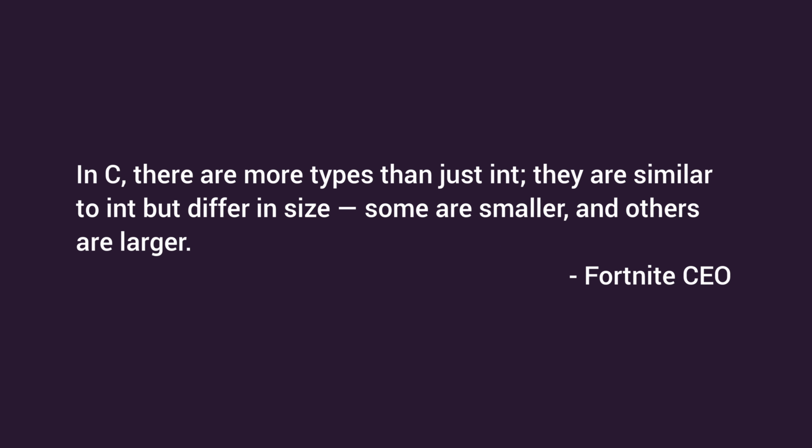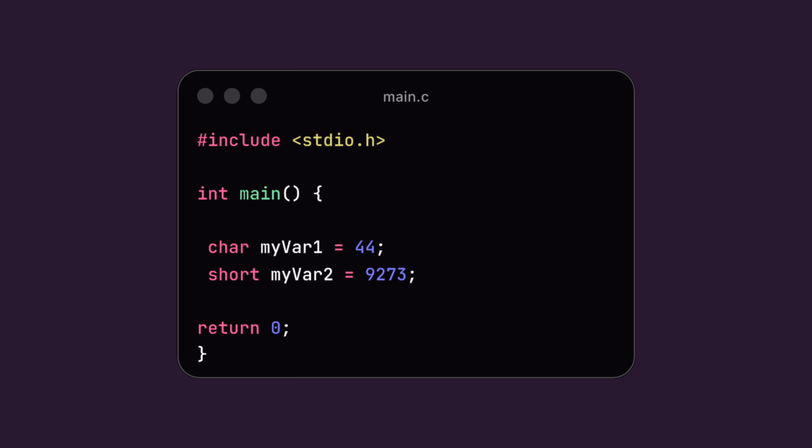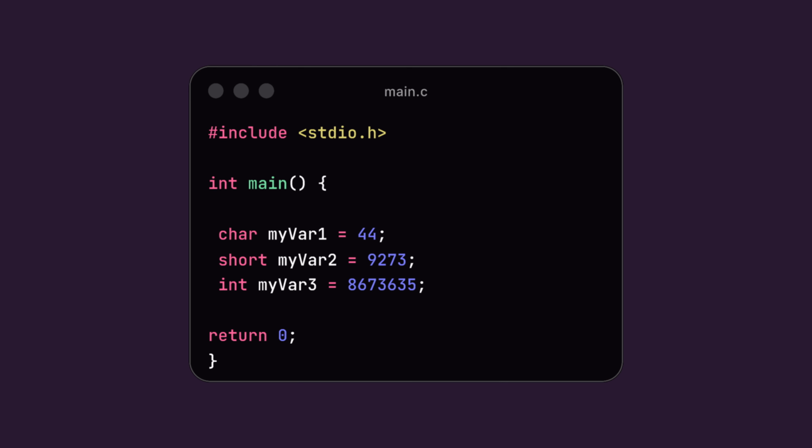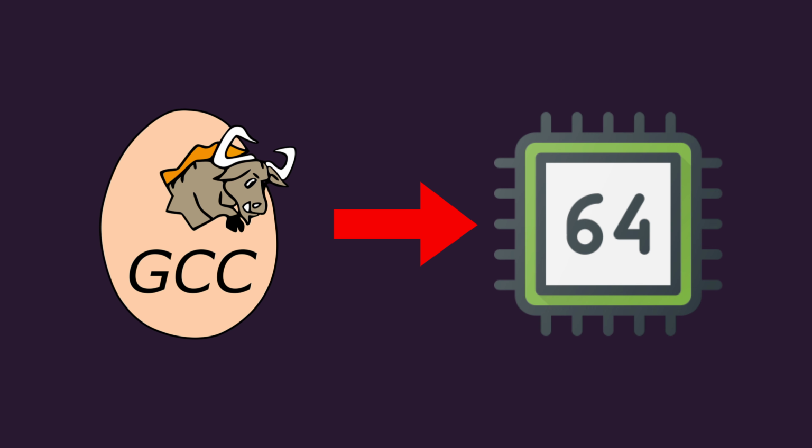So in C, we have more types than just int, similar types but smaller or bigger in size. These types are char, a 1-byte integer, short, a 2-byte integer, int, a 4-byte integer, long, an 8-byte integer. These sizes are true if you compile your code on a 64-bit compiler.